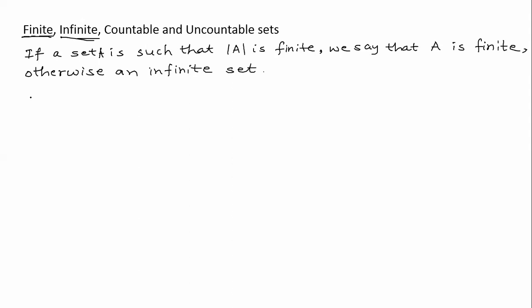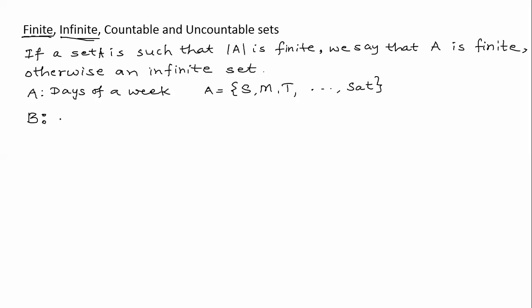Now, if I want to list the different days of a week, as set A, then see friends, Sunday, Monday, Tuesday, and so on to Saturday. So the cardinality of A is 7, which is a finite number. So we say that set A is a finite set.